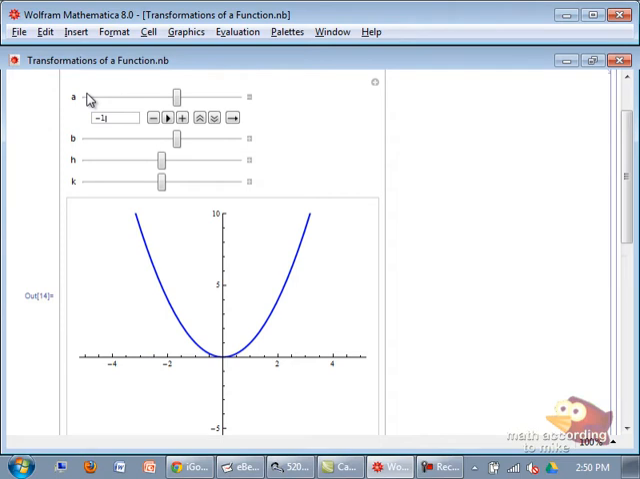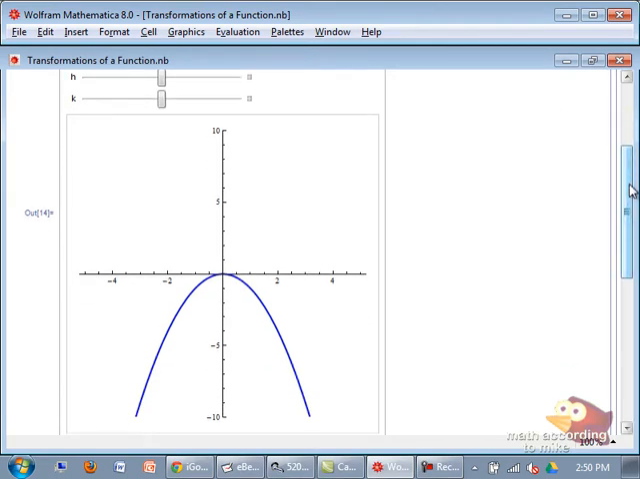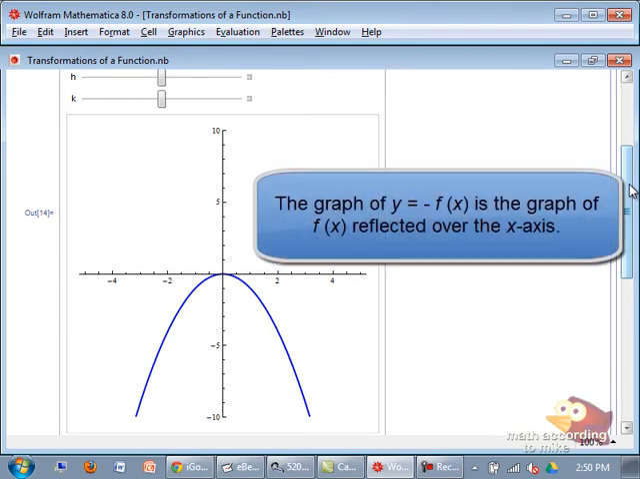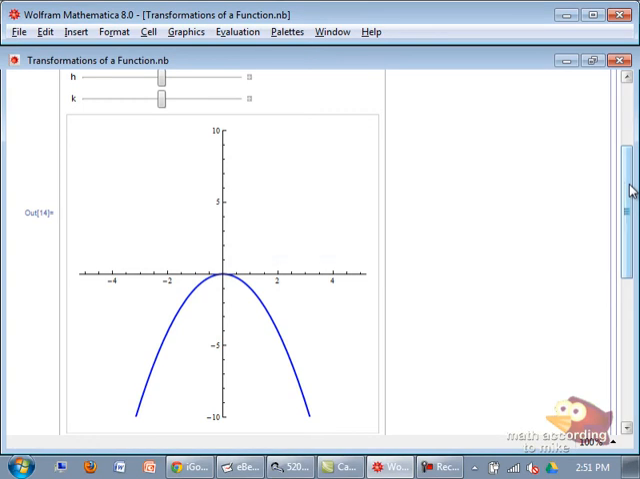So, by multiplying the function by -1, notice the graph reflects vertically, meaning over the x-axis. In general, the graph of y equals negative f of x is the graph of y equals f of x reflected over the x-axis. Remember, when you're affecting the function, you're affecting the y-coordinates. So by multiplying the function by -1, you're multiplying the y-coordinates by -1.